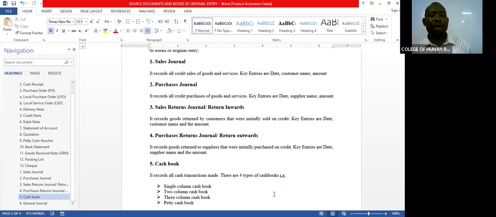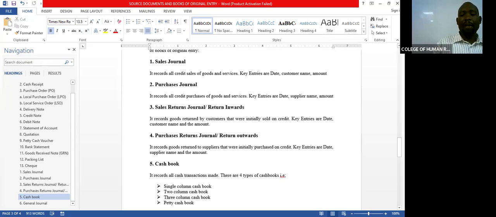Then we have the 3-column cash book. The 3-column cash book is an extension of the 2-column cash book. It has the cash and the bank combined, and then we also bring in some element of discount. The cash discounts: the discount allowed and the discount received. So we have the cash, bank, discount allowed and discount received, now in one account. It becomes a 3-column cash book.